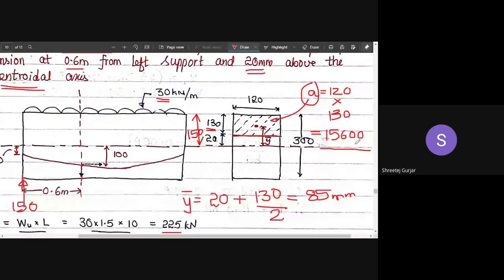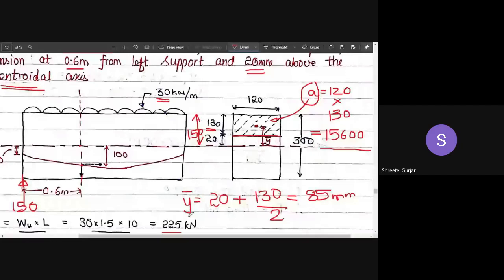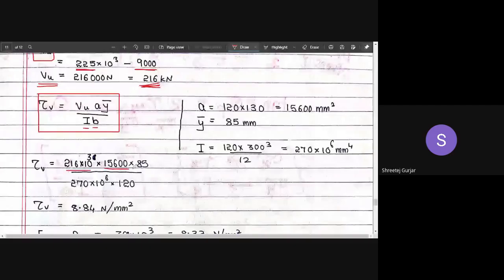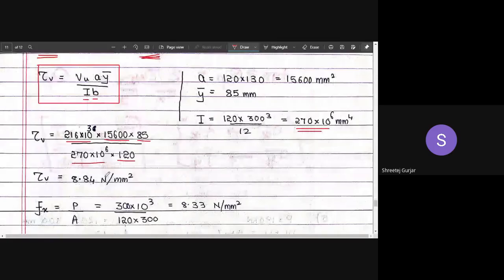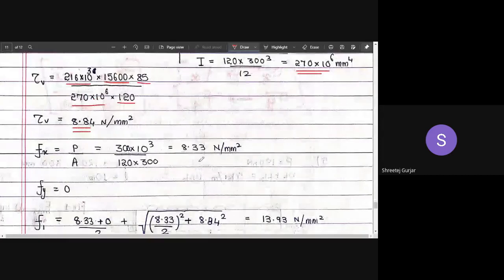So you can substitute this in your shear stress formula, tau equals V A y bar by I B. I is nothing but B D cubed by 12. Here I have calculated that. We have got the value of shear stress, 8.84. Now Fx, as usual, is P by A, which is 8.33, and Fy is 0 because there is no vertical pre-stress.